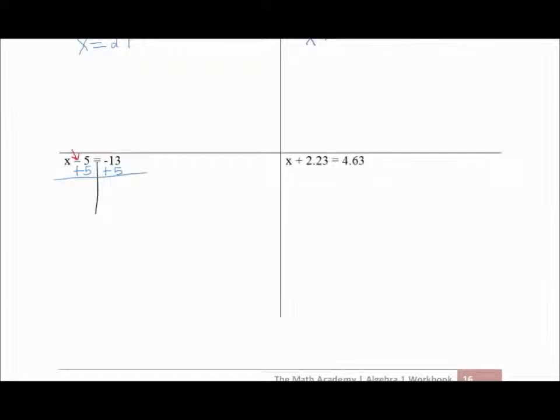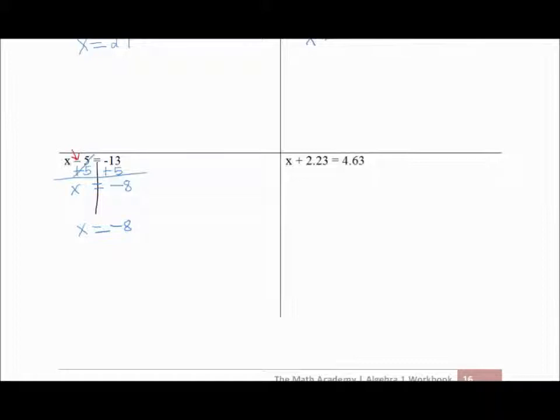What am I left with? On the left, bring down the x. Negative 5 plus 5 is 0, so it cancels itself out. Bring down my equal sign. And on the right, I have negative 13 plus 5, which is negative 8. So my solution here is x is equal to negative 8.